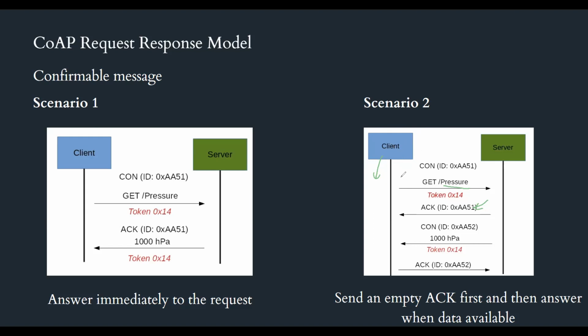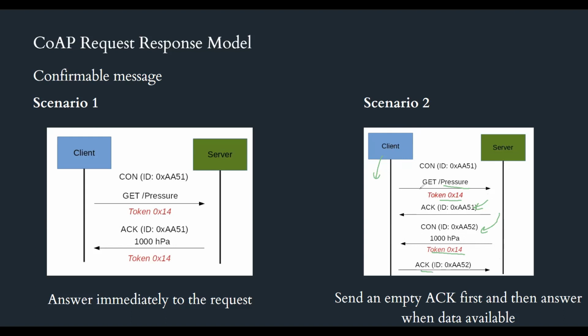Therefore the client will wait, and then the server, once it receives the pressure information from its sensors, for example, or from another node, will send the data to the client device with the same token ID of the request. Once the client device receives that data, the client device will also send an acknowledgement back to the server saying that the client has received the data.